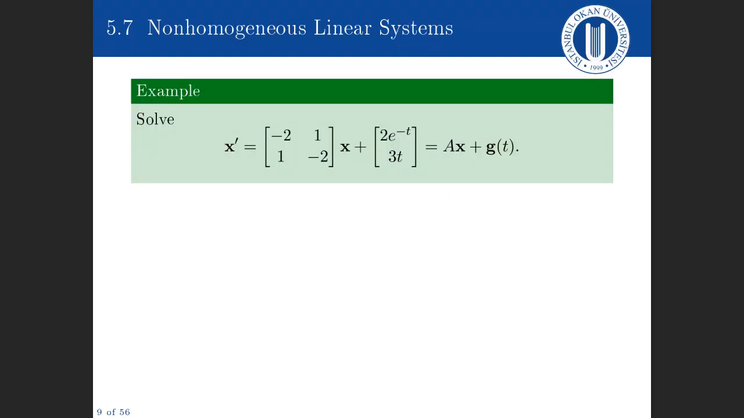Okay, let's do an example using this method. Solve x prime is equal to the matrix [-2, 1; 1, -2] times x, plus 2e to the power of -t, 3t.